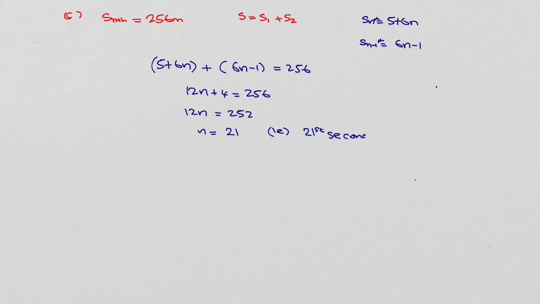and the previous one, so the 21st and the 20th second, be n minus 1. So basically what that means is that the particle travels 256 meters during the 20th and the 21st second.